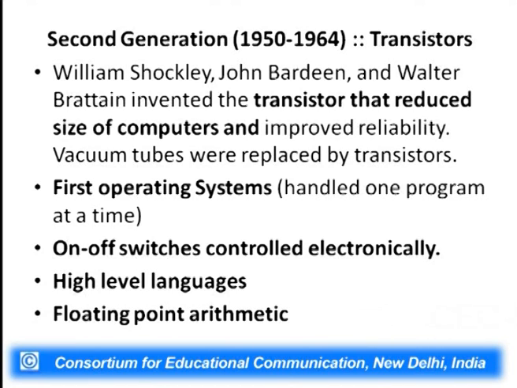The second generation is also marked by the first operating system, which was able to handle one program at a time. That was the limitation, but the operating system was the first concept conceived during this period of time. This had on-off switches instead of the manual switches used in the first generation computers, and these switches were controlled electronically. They had high-level programming languages in contrast to the assembly-level language used in the first generation computers, and it also used floating point arithmetic, which was first introduced during this generation.